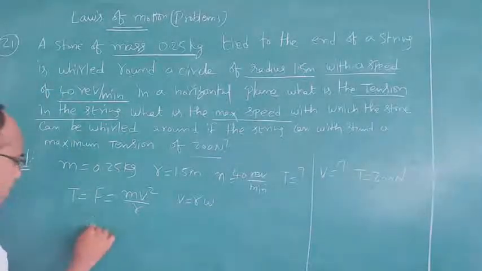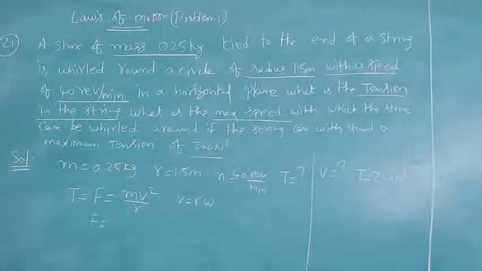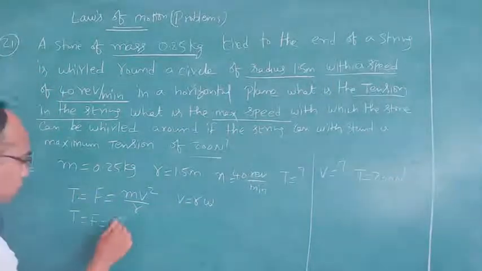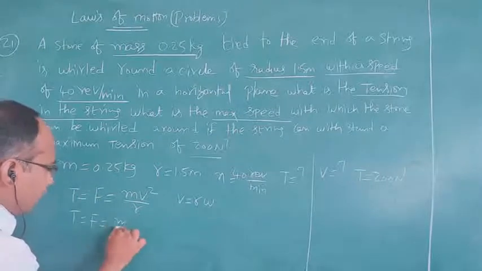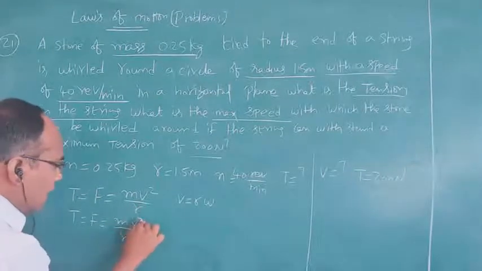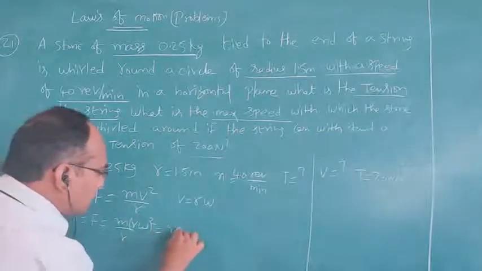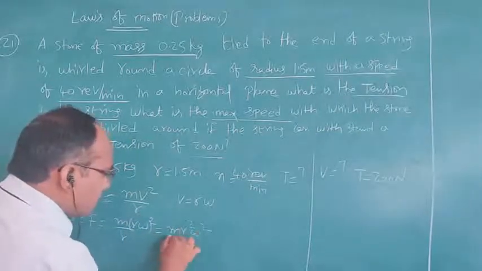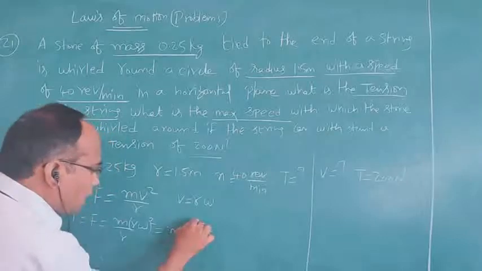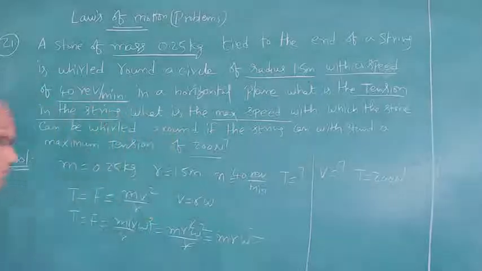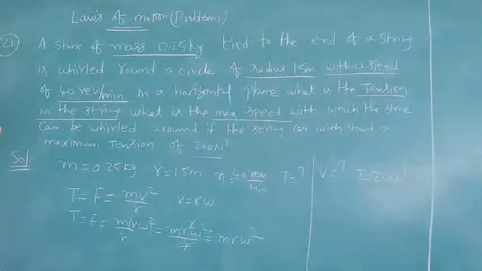You can write F is equal to tension. Right? Tension is nothing but force. So here it is m by r, v means r omega whole square. So the value is m r square omega square by r. So r cancelled. The value is m r omega square.